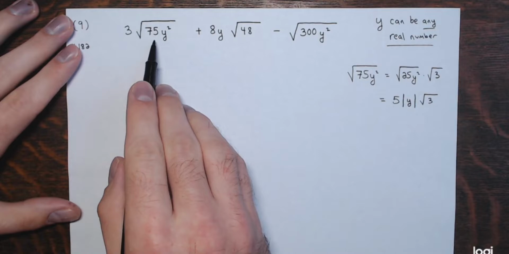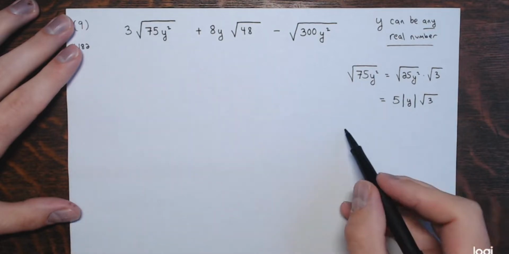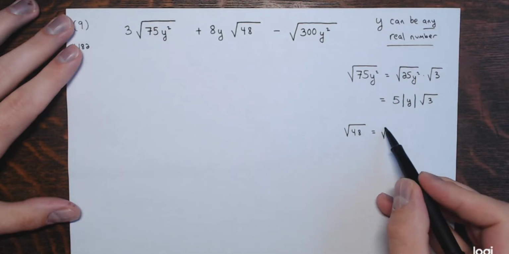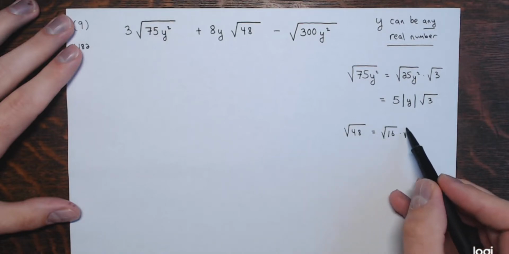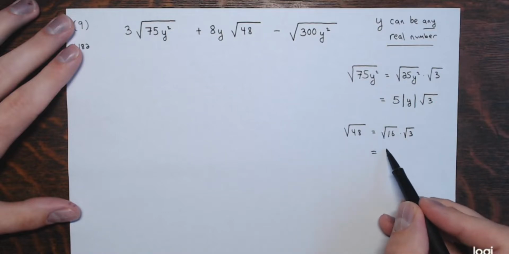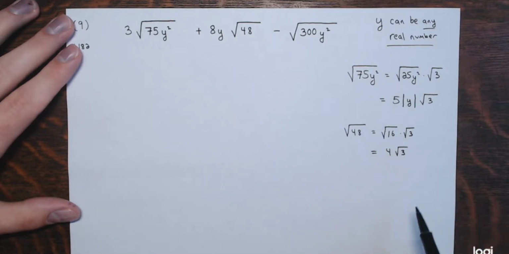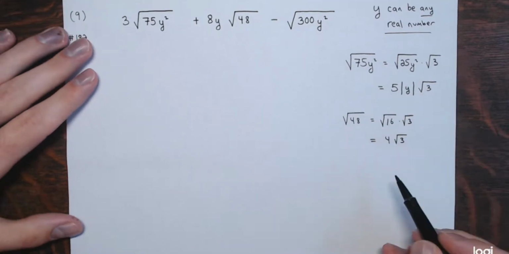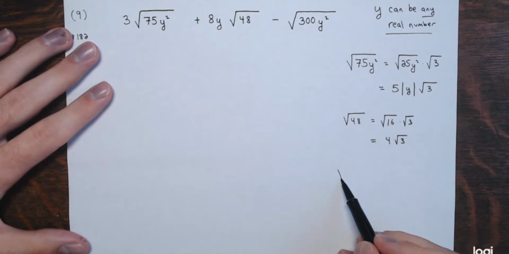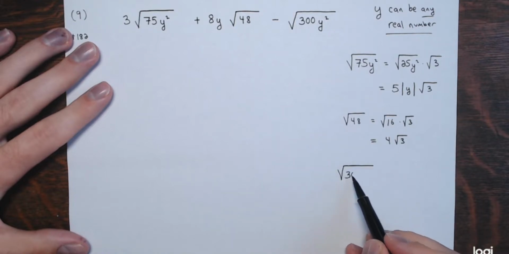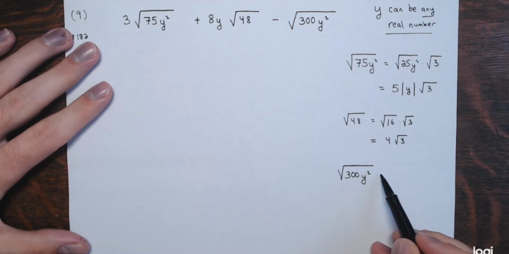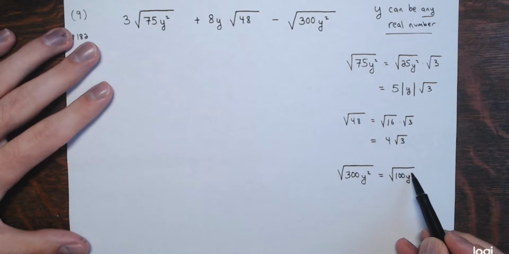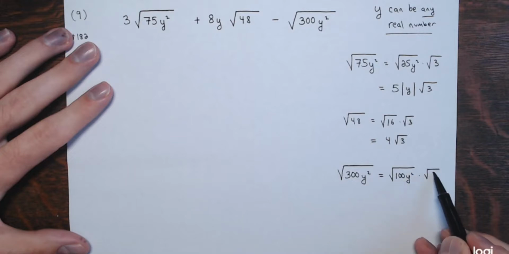for the square root of 75y squared. Then the square root of 48, looking for perfect squares, that'd be the square root of 16 times the square root of 3, and that's just 4 times the square root of 3. But notice the like radical, square root of 3, square root of 3. And then finally, this last radical, the square root of 300y squared, I can break up to the square root of 100y squared, perfect squares, times the square root of 3.